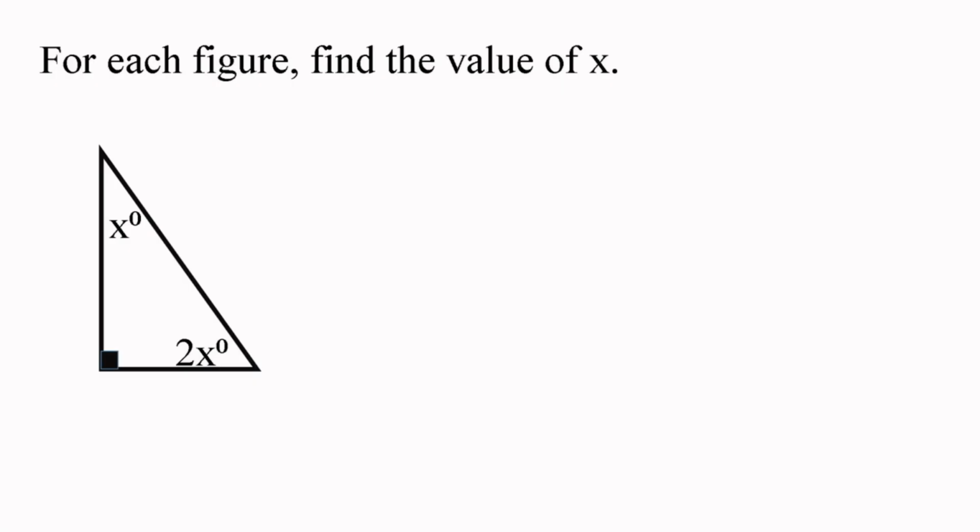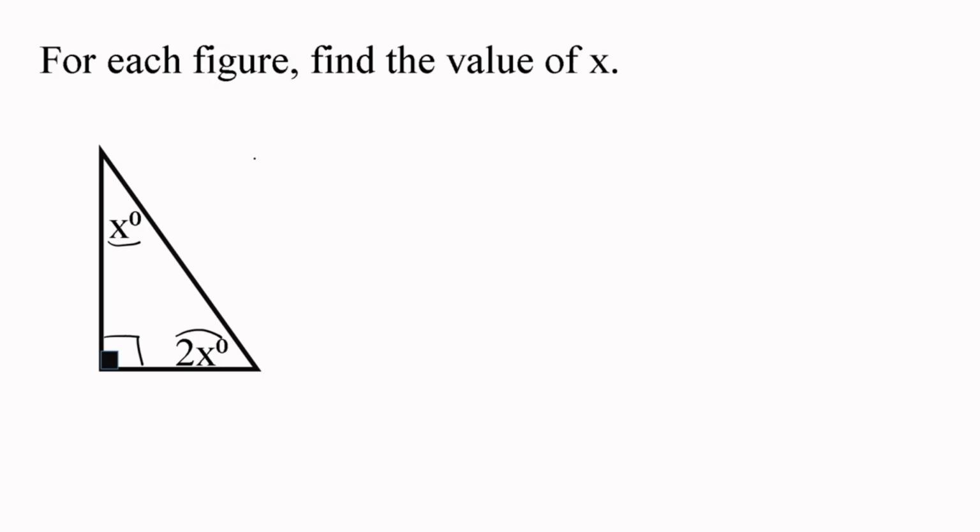For each figure, find the value of x. As you can see here, we have a triangle. The value of one angle is x degrees. The value of the other angle is 2x degrees. And as you can see, we have a right angle here. What should we do for finding the value of x? As you definitely know, the addition of all the internal angles of a triangle is going to be equal to 180 degrees. So the only thing that I need to do is adding all the angles of this triangle.